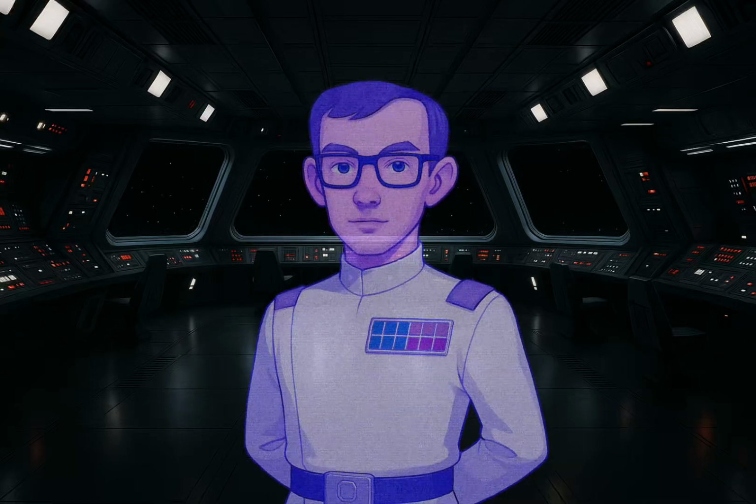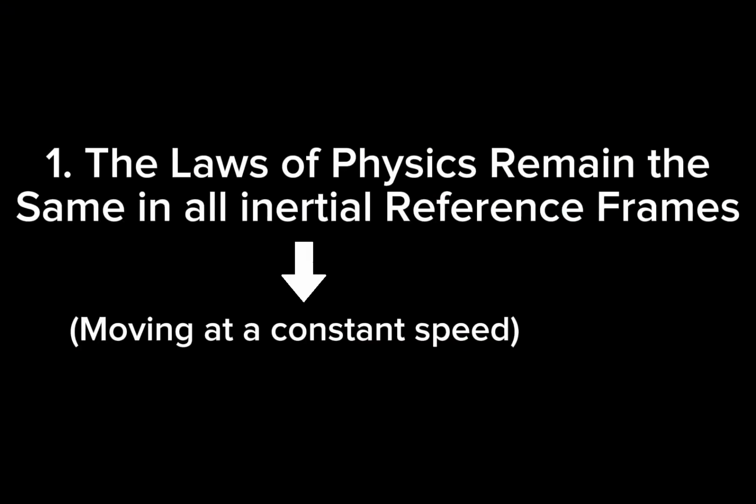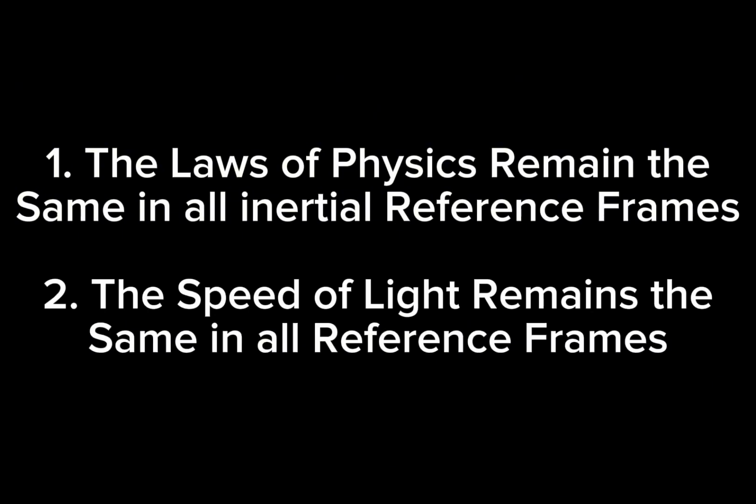In this video, I will be explaining the relativity of simultaneity. In the previous video, we discussed Galilean relativity and the postulates of special relativity. One postulate states that the laws of physics remain constant in all reference frames, meaning that there is no universal reference frame, and the other states that the speed of light remains constant in all reference frames.